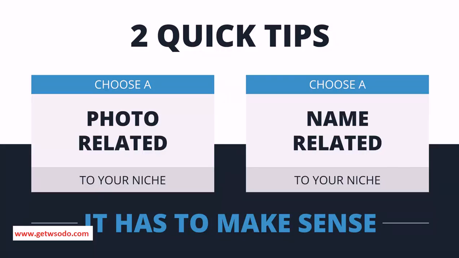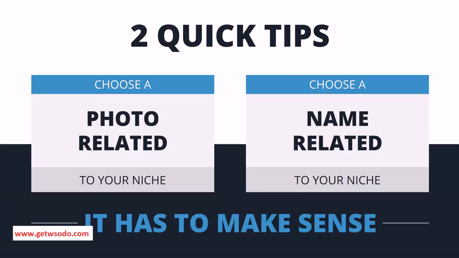So at the very least, make your name of the Facebook fan page related to what you're promoting, and try to do a photo that's related, right? Like if you're promoting auto insurance, maybe put a car as the logo and not someone with a graduation cap or something. So keep it related, and it has to make sense. If you do that, that's a good start. You can't really go wrong with doing that.